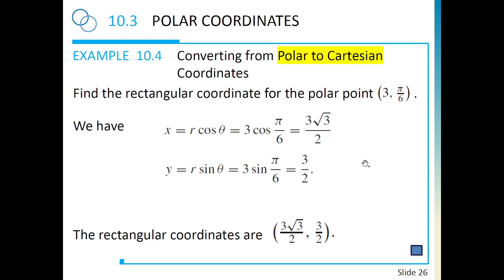The only problem is usually when we go from Cartesian coordinates to polar, because of so many options for r. R could be positive or negative. That's why we always choose positive, to simplify our life. And then with arctan, we need to pick the angle that is in the correct quadrant.